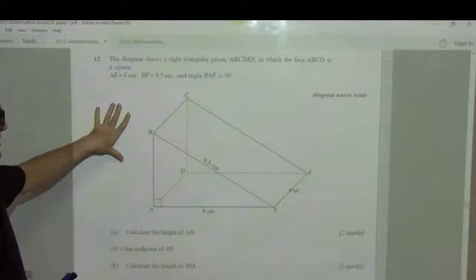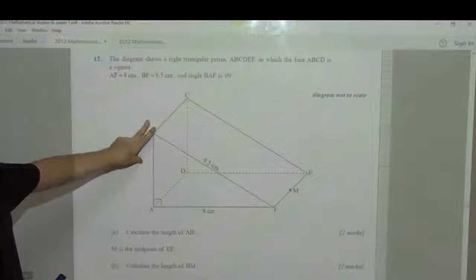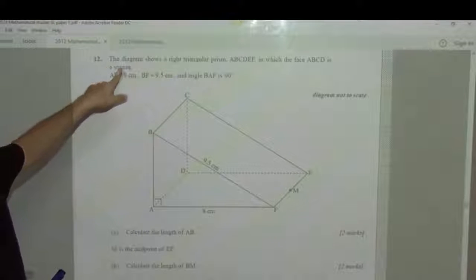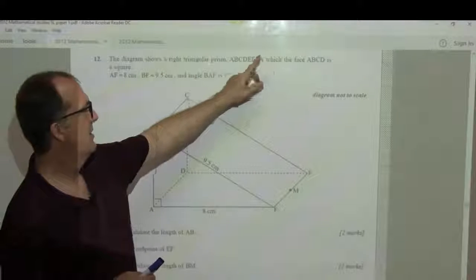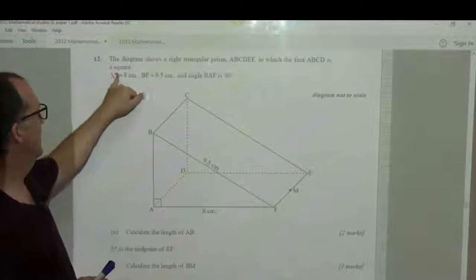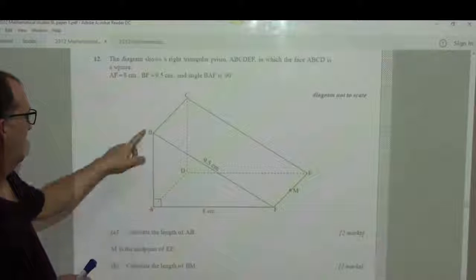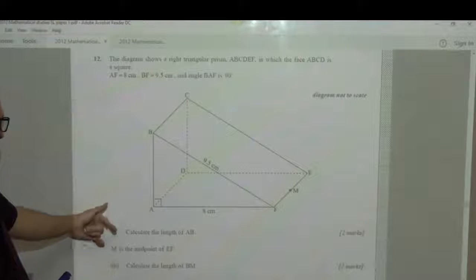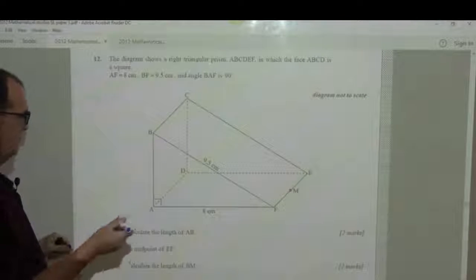Number 12 is a three-dimensional trigonometry question. We have this triangular prism, and it's important to read all the information. It shows it's a right triangular prism, ABCDEF, in which ABCD is a square, and then they give us some dimensions, and the angle BAF is 90 degrees. The first thing they ask us to do is calculate the length AB.